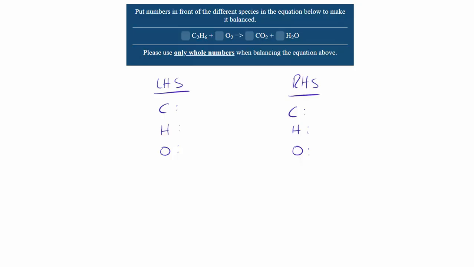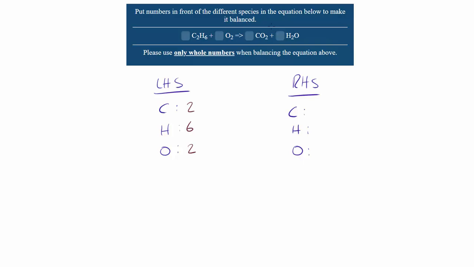For this process, I'm simply going to add up the number of atoms, or the occurrence of each element on either side. For carbon we've got 2, so C2, 2 carbon atoms effectively. For hydrogen, you can see we've got 6. And for oxygen, we've got O2, so we've got 2 oxygen.